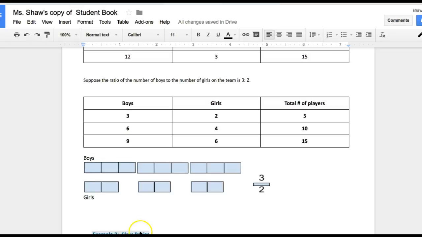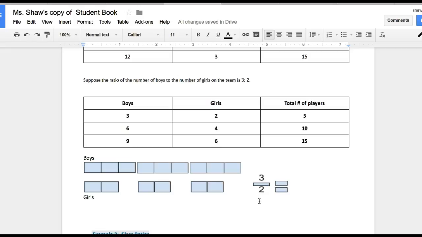Now, what if we only wanted to add 1 girl? I talked about this before. How many boys would we add if we were only adding 1 more girl to the team, if we wanted to keep the ratio the same? Well, first off, to say that something is the same, we're going to use an equal sign. So if we wanted to keep the ratio the same and we added 1 more girl, how many boys would we need to add? Well, we would say 3 divided by 2.